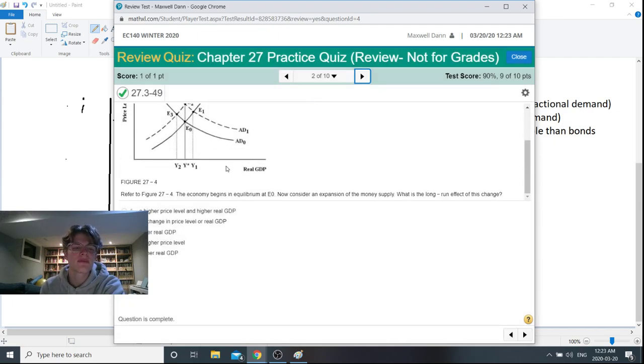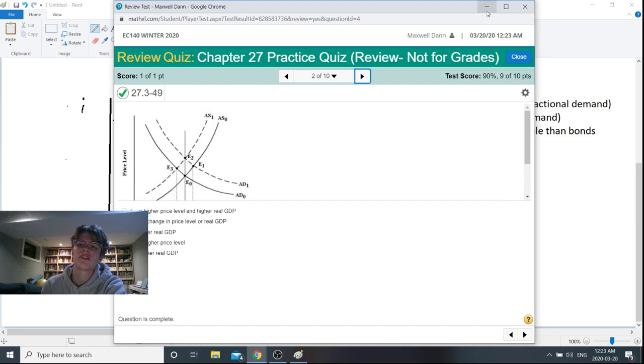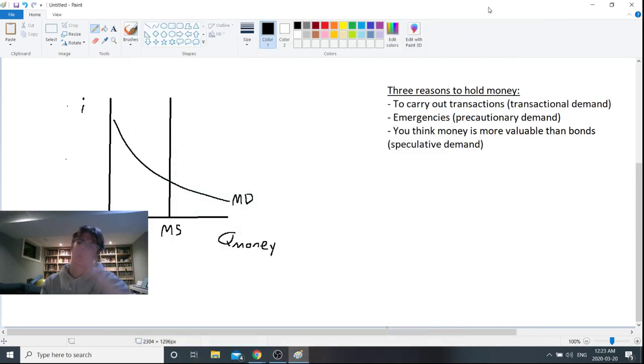Next one. The economy begins at equilibrium E0. Now consider an expansion of the money supply. What is the long-run effect of this change? So this is a big concept here, but it's talking about the neutrality of money.